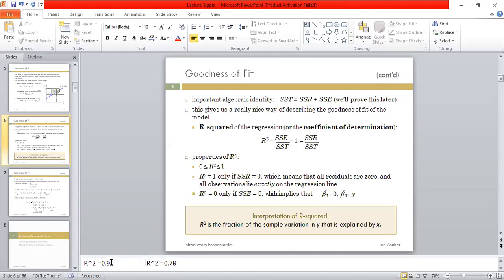Okay, once again, let me go back to R square 0.9. The interpretation is 90% of the variation of y is explained by x or by the regression. Professor, then it will be 78% of variation in y is explained by x. Yeah. 78% of the variation of y is explained by x or by the regression line. Yeah. Is it good? Yeah, 78% is pretty good, but depends on what model you have.